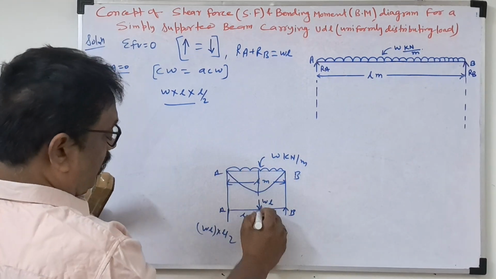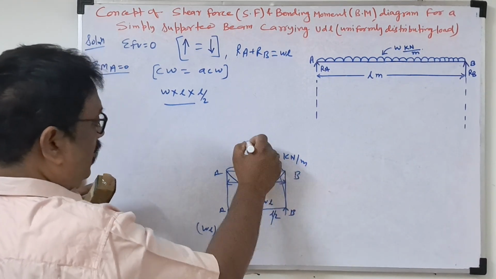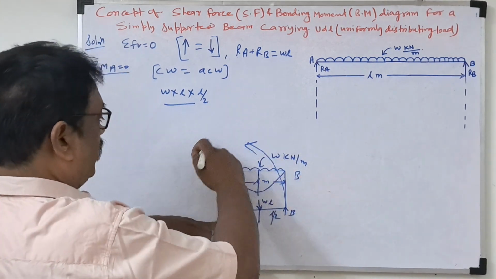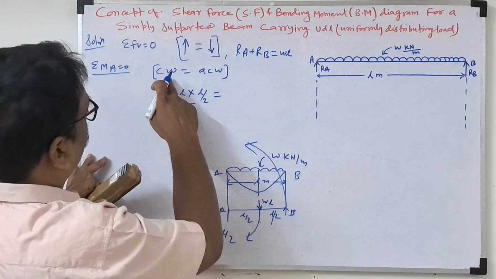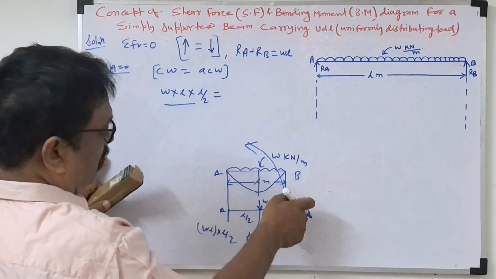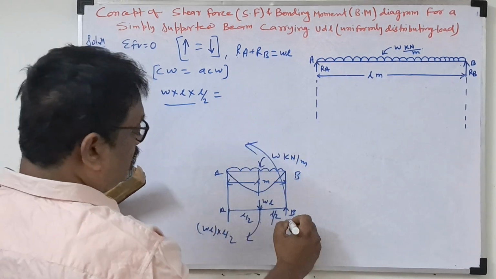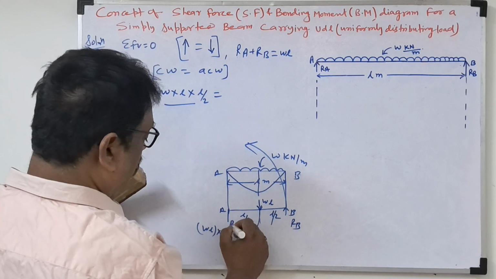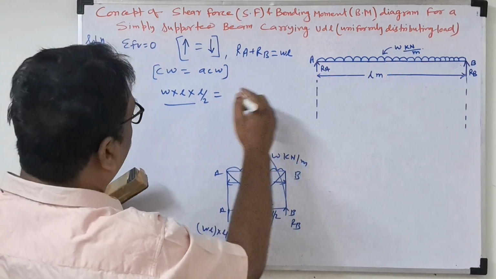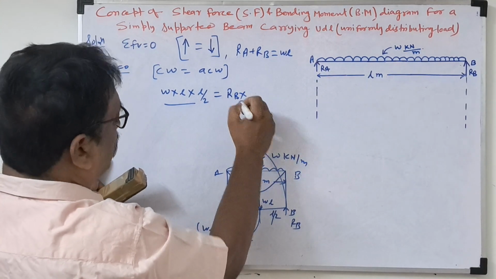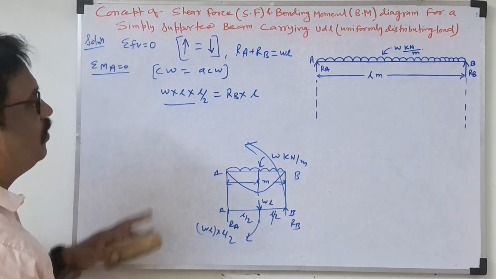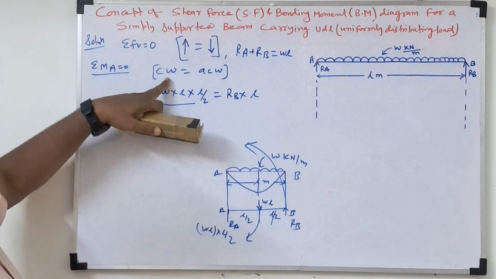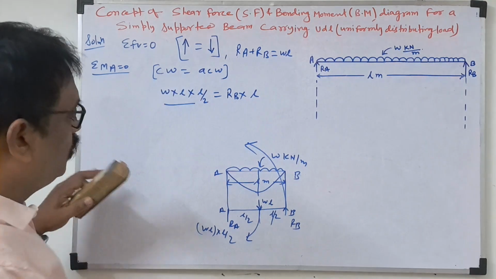Now this is the clockwise rotation. RB from A gives anti-clockwise rotation. Because I took clockwise equal to anti-clockwise, this is RB and this is RA. RB into the entire length, which is L, is the moment about A. So total clockwise is equal to total anti-clockwise.